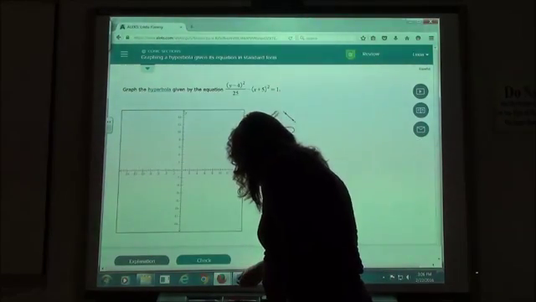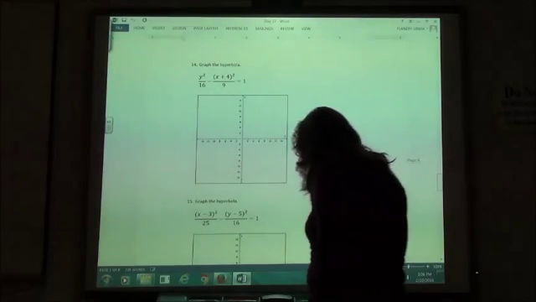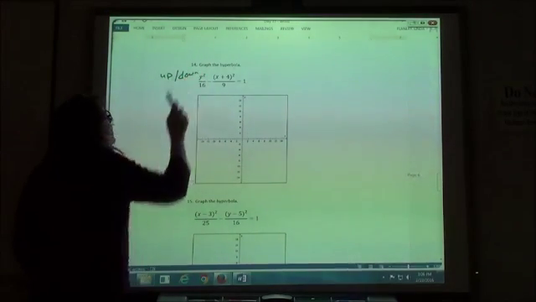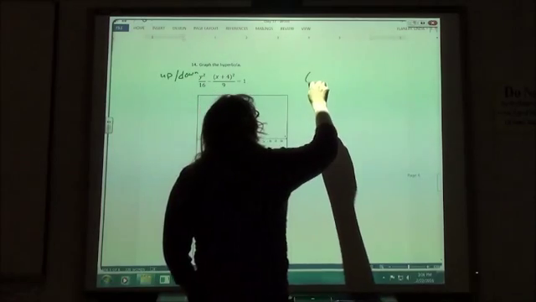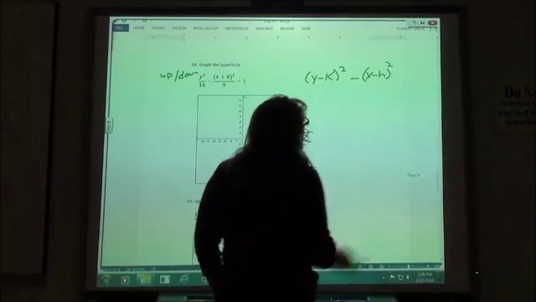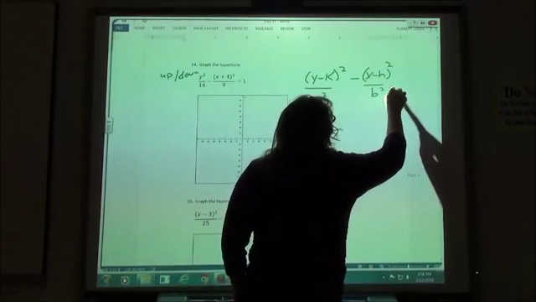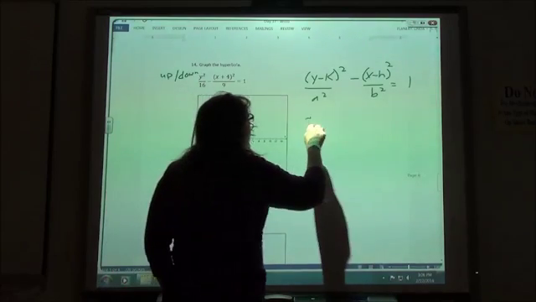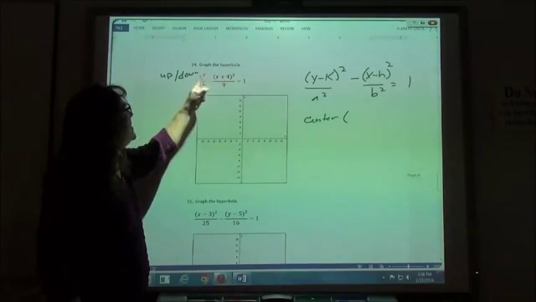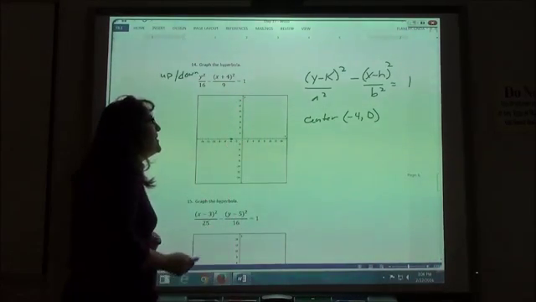So if I go back over here to number 14, notice that one is the other way around. The y squared is first. That tells me it's going to go up and down. Now my center, when I do this, I'm still thinking y minus k squared and x minus h squared. So when I do my center, the h is with the x, the k is with the y. It's just the way it's going to open up and down that is different. So my center is going to be negative 4 with the x, 0 with the y. So at negative 4, 0, I'm going to have my center.